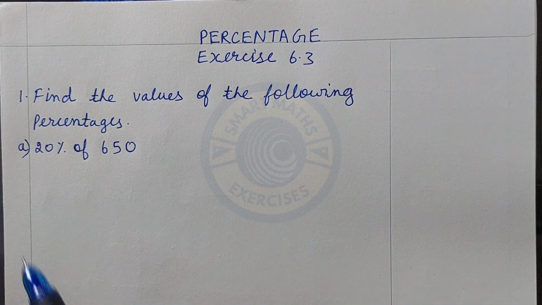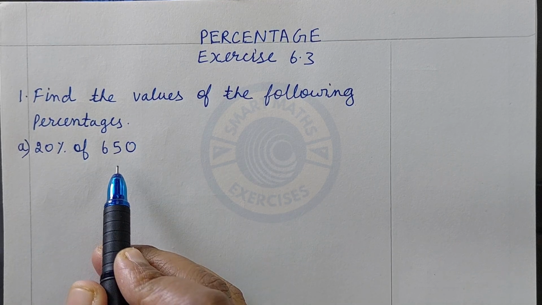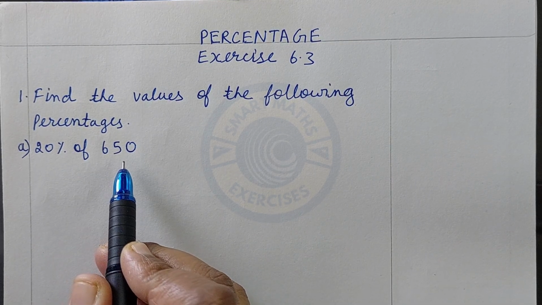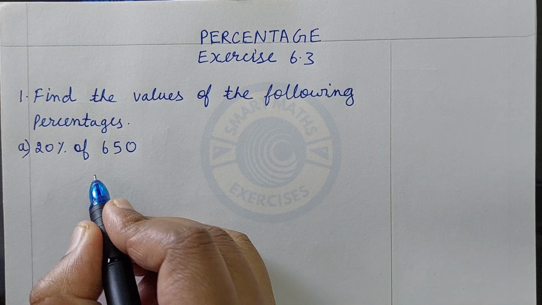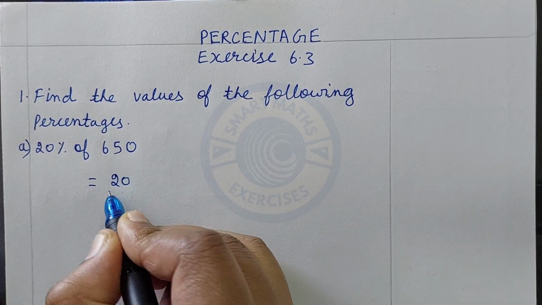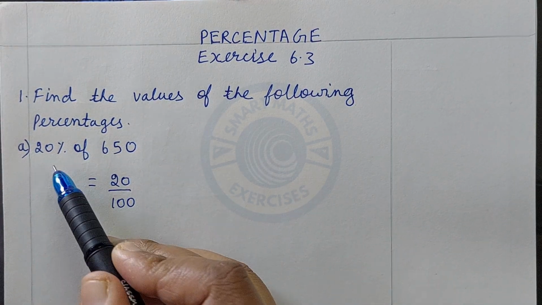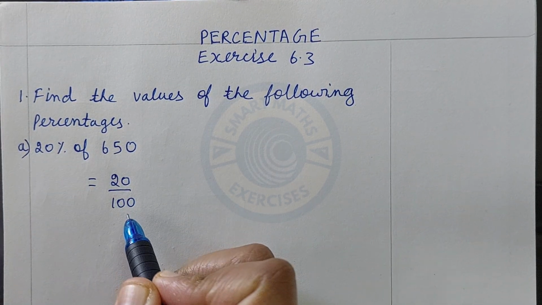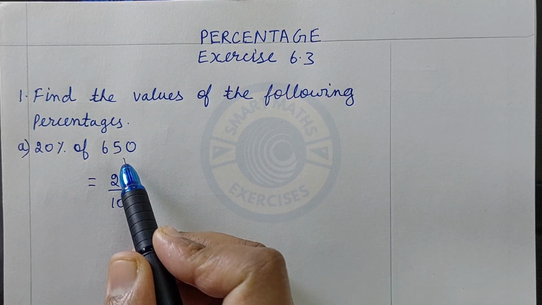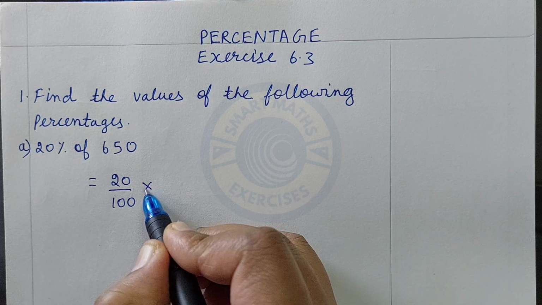Here, first step we have to convert the percentage to fraction, then multiply with the quantity. Here 650 is the quantity. That is 20 by 100. We can convert the percentage to fraction by dividing it by 100. Then multiply the quantity. Here quantity is 650.